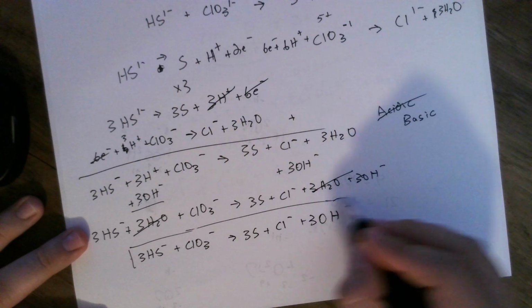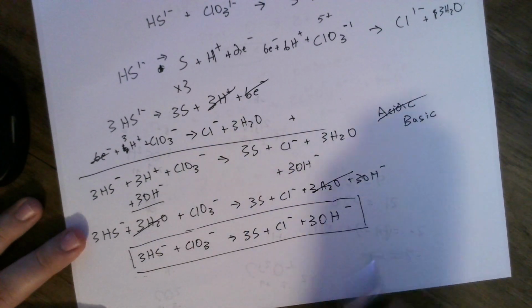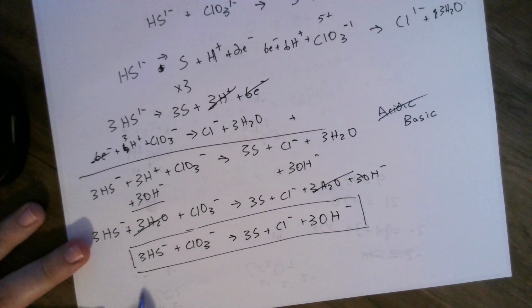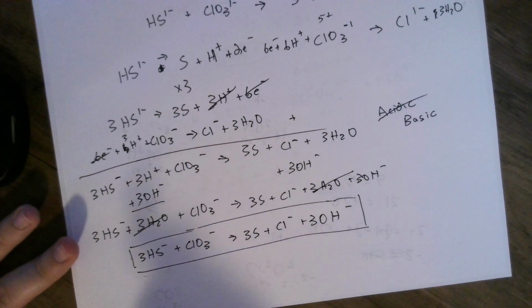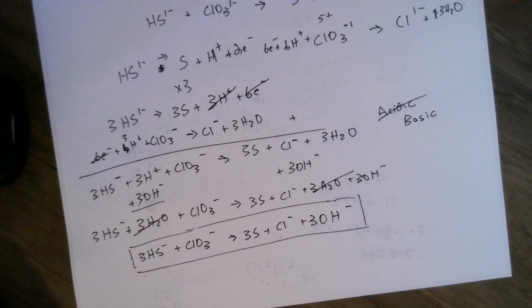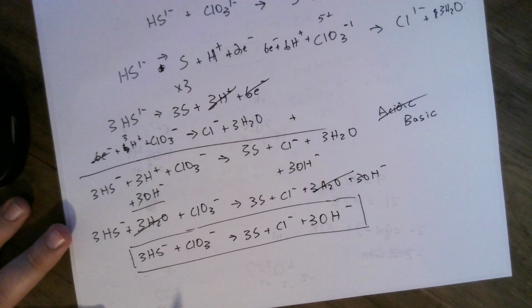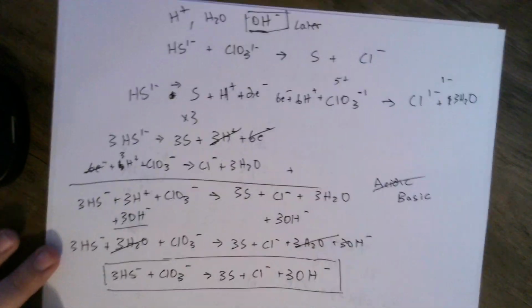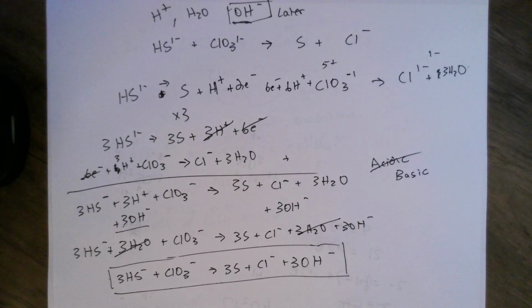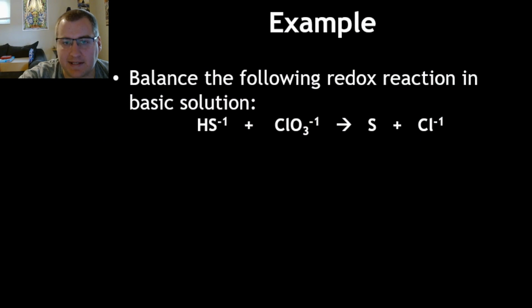This is my fully simplified reaction, completely balanced. I have the same number of each atom on both sides. My total charges on both sides are equal. And it's balanced in basic solution, because now I have some free-floating OH in a basic solution, which makes sense. I don't have any H pluses. That whole thing is basically it. That's how you do a redox reaction balanced in basic.